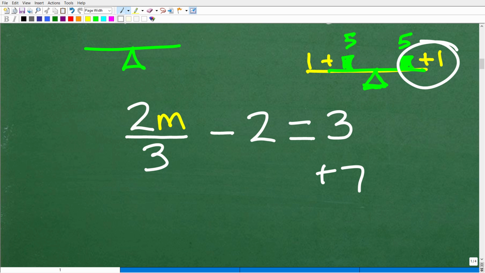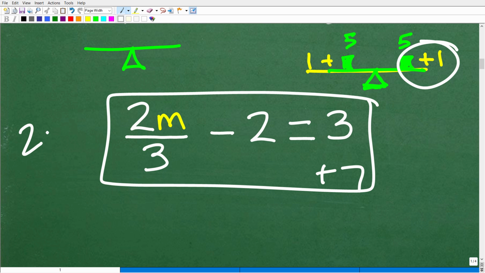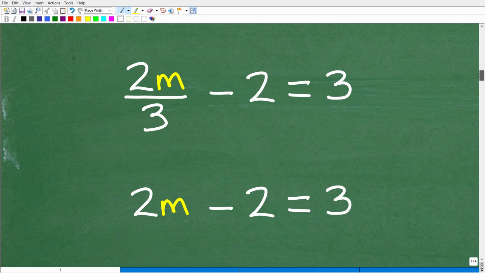But let's go ahead and get into how to solve basic linear equations. And this particular equation requires 2 steps. But it's not going to do any good to try to take on this equation unless you can solve a one-step equation. And let's quickly review that right now.